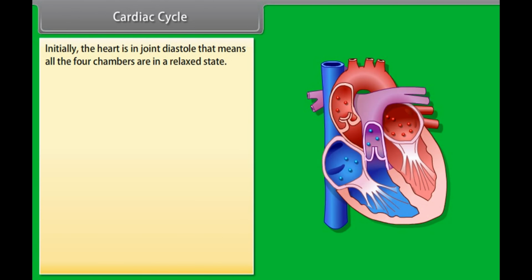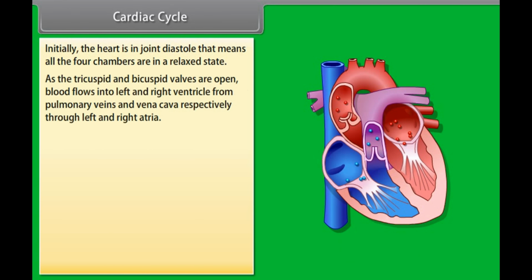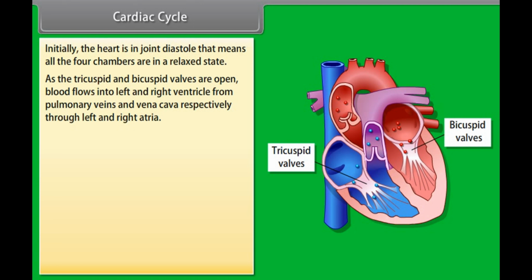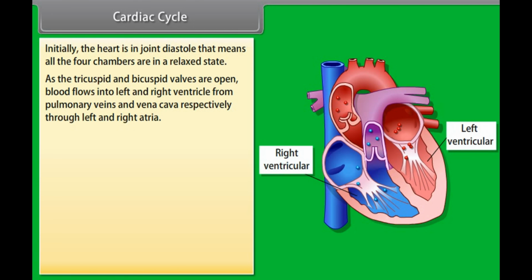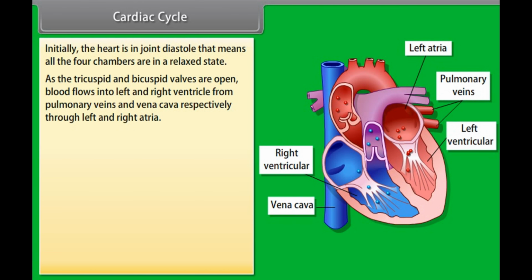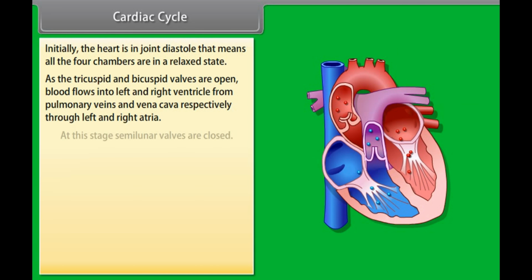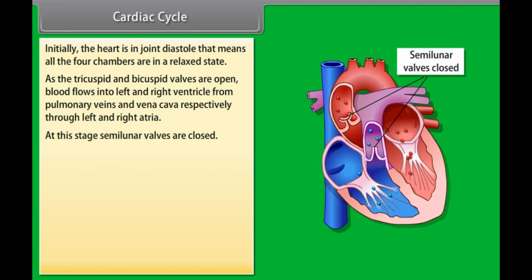Cardiac cycle. Initially, the heart is in joint diastole, that means all the 4 chambers are in a relaxed state. As the tricuspid and bicuspid valves are open, blood flows into the left and right ventricles from the pulmonary veins and vena cava respectively through the left and right atria. At this stage, the semilunar valves are closed.